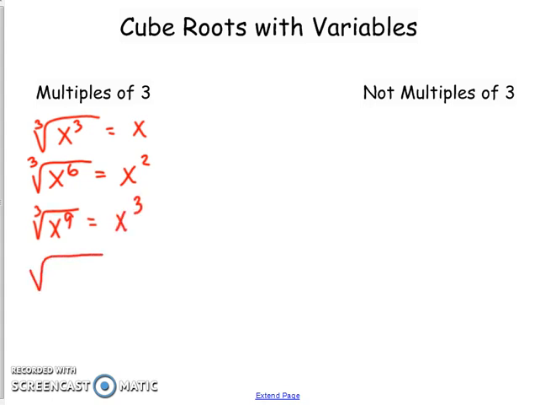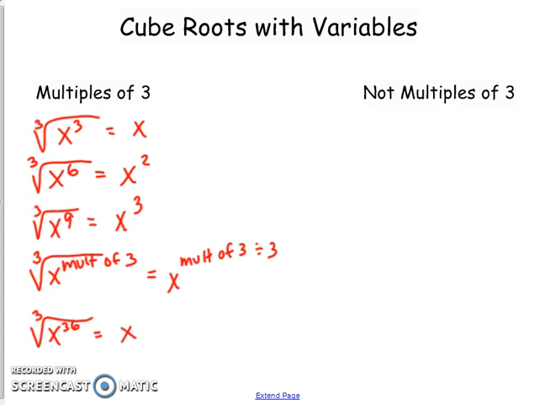So basically the rule is that if I have a multiple of 3 as my exponent, I'm just going to divide it by 3. So it's going to be x to that multiple of 3 divided by 3. So if I have the cubed root of x to the 36th, I can divide 36 by 3 and get x to the 12th. If I have a number that's not a multiple of 3, it's sort of the same as when we had odds with the square roots.